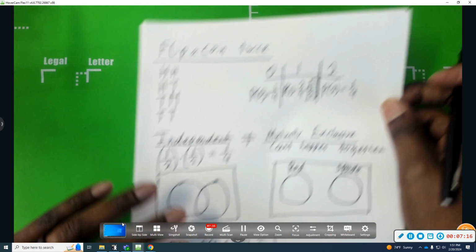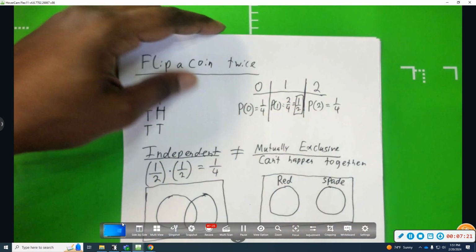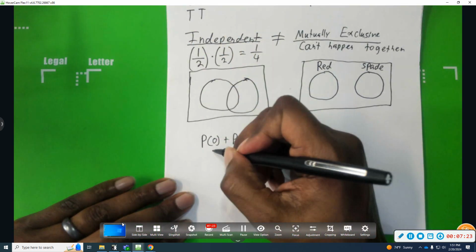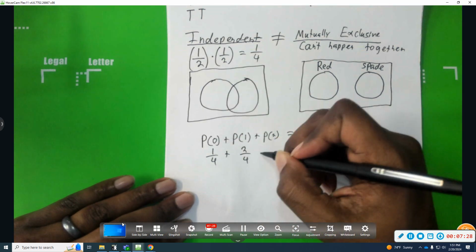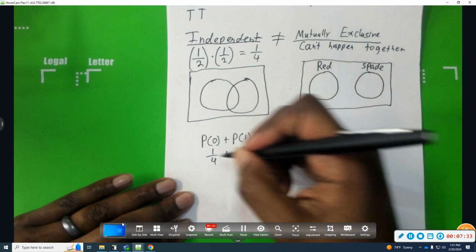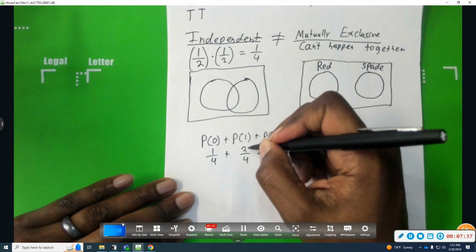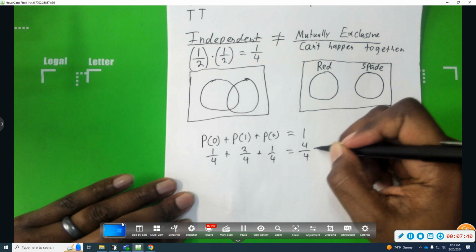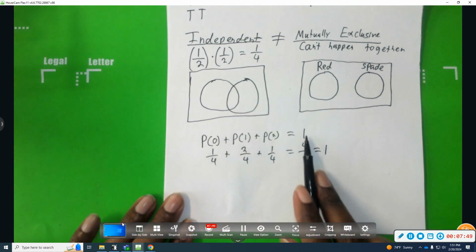So up here, we did the math. We had 1 over 4, 2 over 4, and 1 over 4, or 1/2. I'll just write it in fourths. So we got 1 over 4 plus 2 over 4 plus 1 over 4. When I add that up, since they all have the same denominator, 1 plus 2 is 3, 3 plus 1 is 4, I get 4 over 4, which is equal to 1. So this is just the general rule. One of the properties of probability is that all of your outcomes, when you add them together, equal 1.